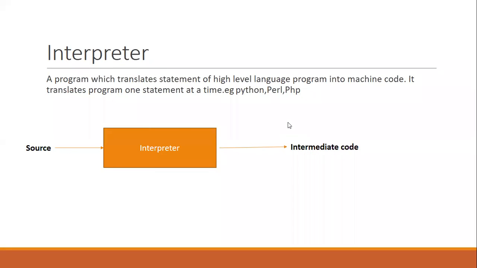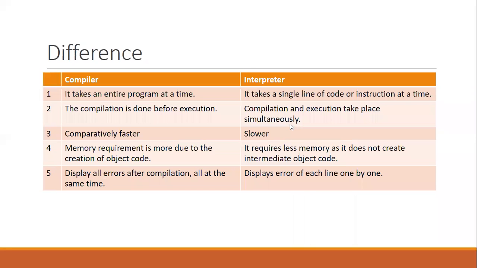Now let us see the difference between the compiler and interpreter. The first difference is that the compiler takes the entire program in one shot, whereas the interpreter takes a single line of code or instruction at a time. The compilation is done before execution, that we have discussed, right? It takes the entire program in one shot and compiles it. After that, we execute the program. Whereas the interpreter executes the program line by line, so compilation as well as execution happen simultaneously.